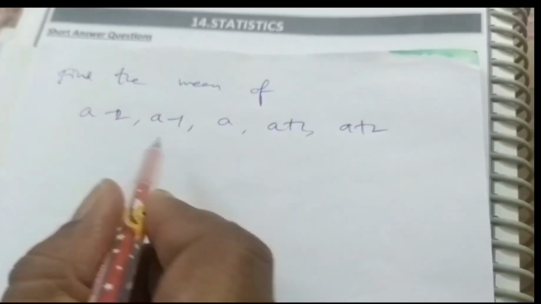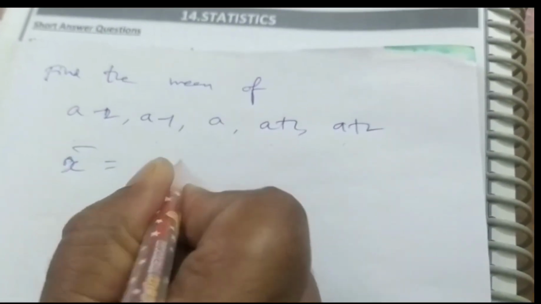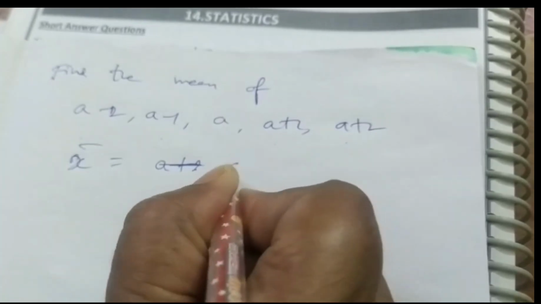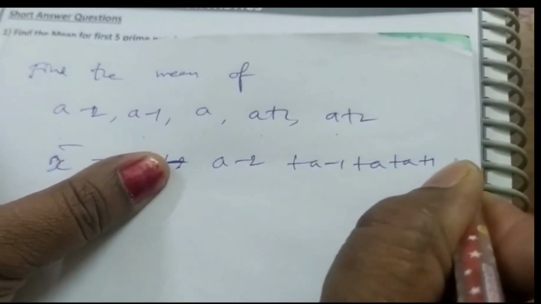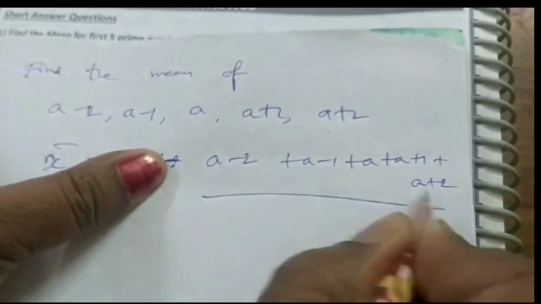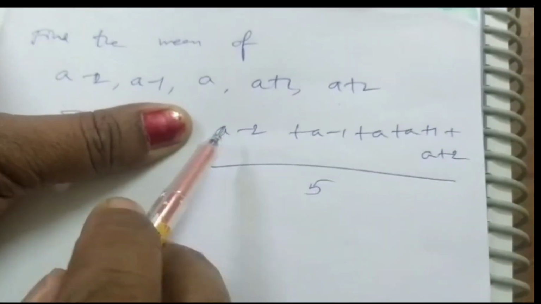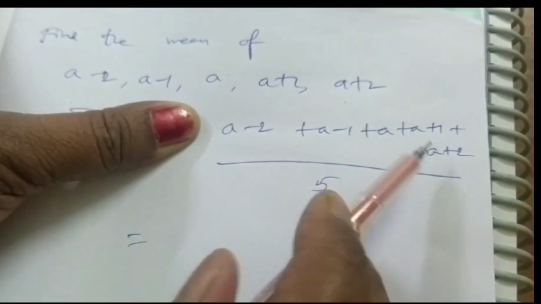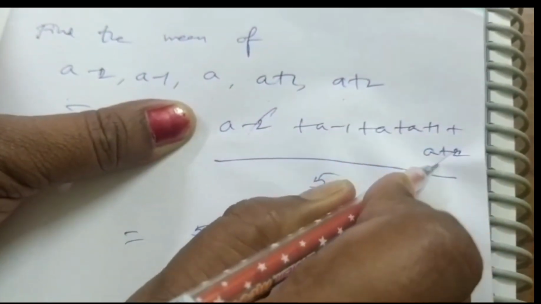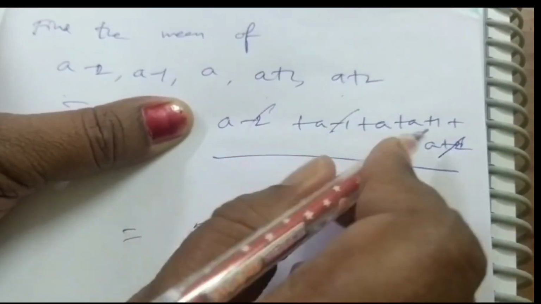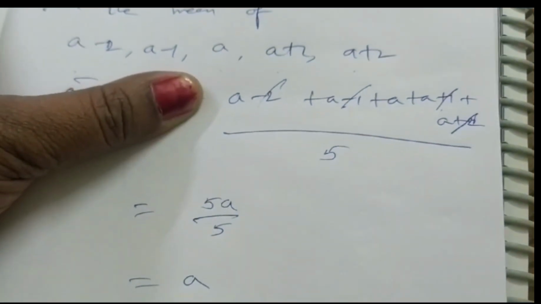The mean of a minus 2, a minus 1, a, a plus 1, a plus 2. So x bar is sum of the observations, a minus 2 plus a minus 1 plus a plus a plus 1 plus a plus 2 by, how many are there? 1 2 3 4 5. So by 5. Now here how many a's are there? 1 2 3 4 5 a's. 5a, minus 2 plus 2 gets cancelled, minus 1 plus 1 gets cancelled, by 5 it is a. It is very easy sum.